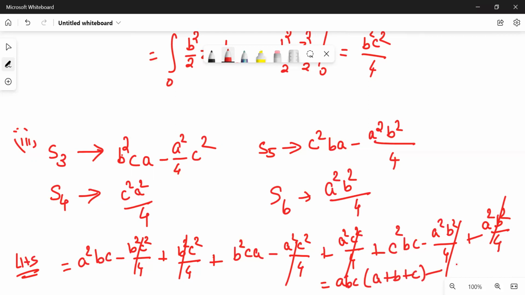Mark it as 3. The right hand side of 2, that is triple integral over V, we have got the same answer. So left hand side and right hand side we have got the same value. So hence we have verified the Gauss divergence theorem. So this is the way to verify Gauss divergence theorem for any given three-dimensional space. Thank you.